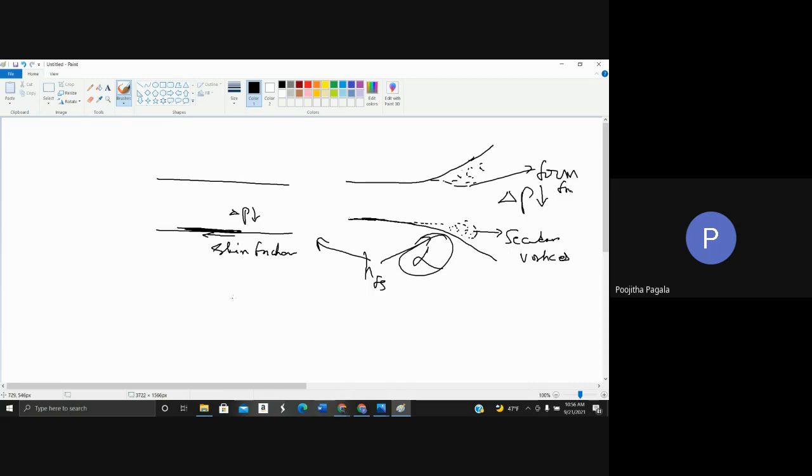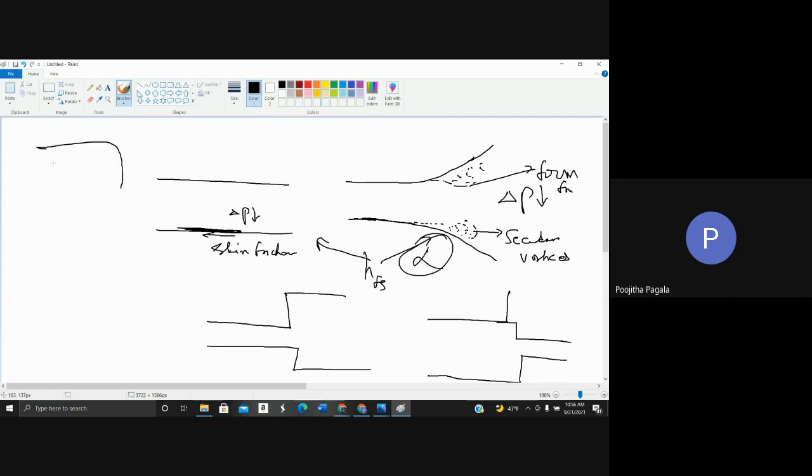And in some cases, for example, when you have a sudden contraction or a sudden expansion, let us look at a sudden expansion first. So when you have a sudden expansion, and then sudden contraction, or when you have a U bend, or a T valve, all these cases involve losses. So the losses are accounted in this manner.